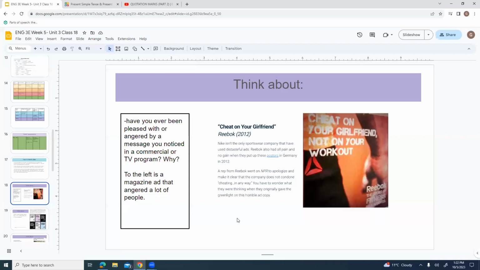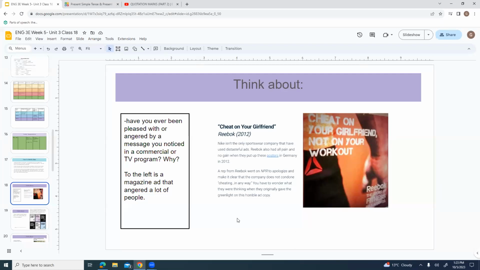So, some things to think about. Have you ever been pleased with or angered by a message you noticed in a commercial or TV program? And then why? So, here on the left is a magazine ad that angered a lot of people. If you can see the ad there, it's a Reebok ad, and their tagline is "Cheat on your girlfriend, not on your workout." So, wow, that's nice.